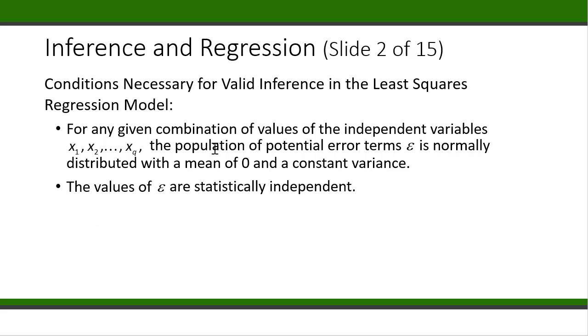And those are that for any combination of the values for your x's or independent variables, the population of your error terms is normally distributed with a mean of 0 and a constant variance. That's the first rule or condition. The second one is that your error terms are statistically independent.